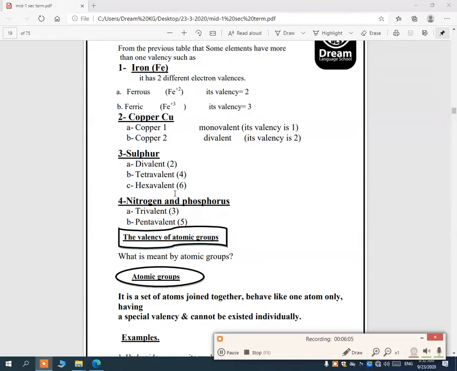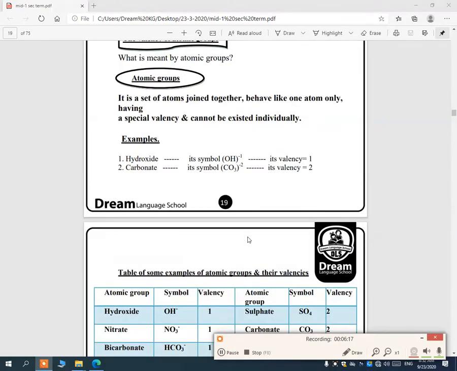Finally, we have nitrogen and phosphorus. They are alike: they have valency equal to 3 or 5, or you can say trivalent or pentavalent. Now let's talk about something called atomic groups.